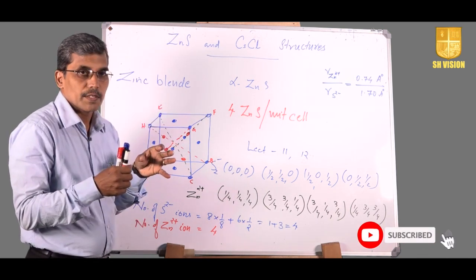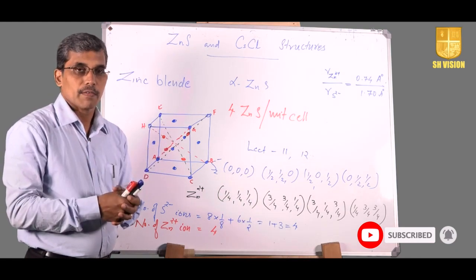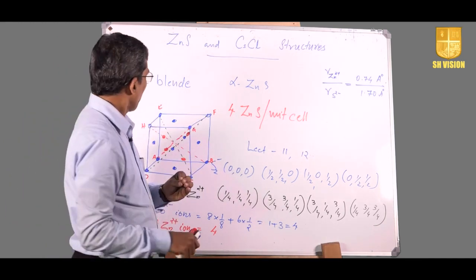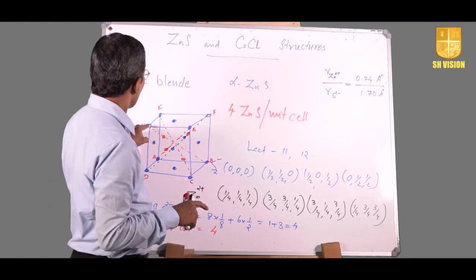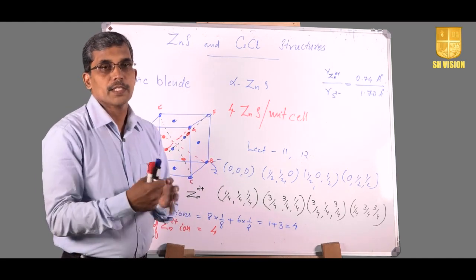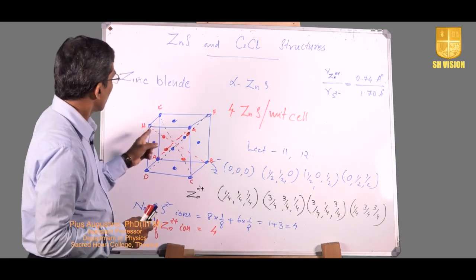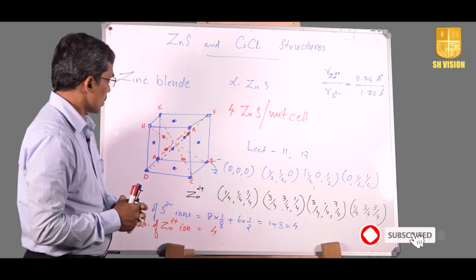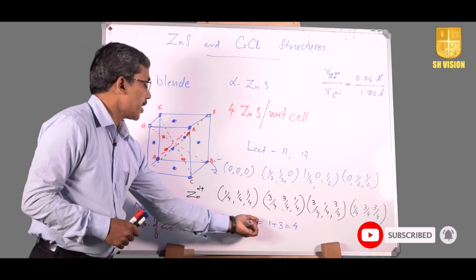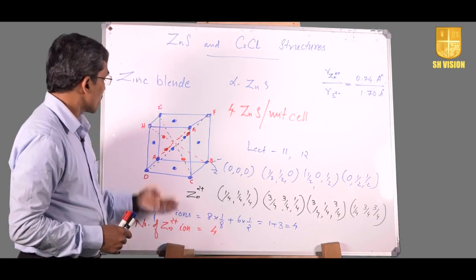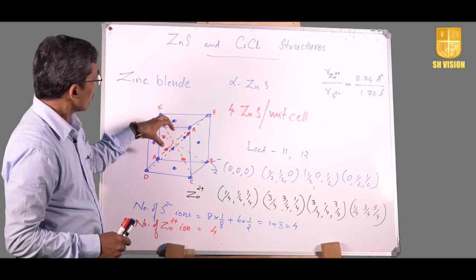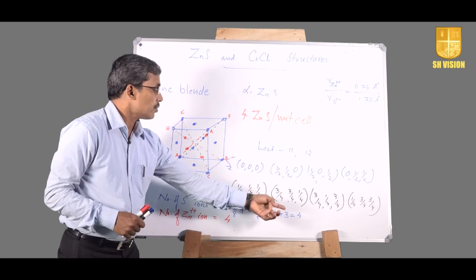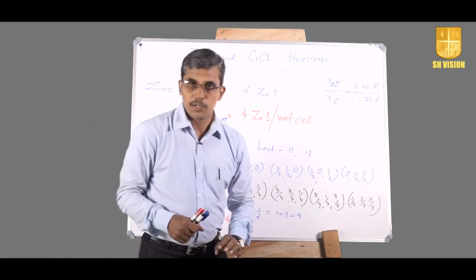Zinc sulfide is formed on 2 interpenetrating face-centered cubic Bravais lattices, of which one face-centered cube is pushed along the main body diagonal by 1/4, 1/4, 1/4. One of the face-centered cubic Bravais lattices is attached with zinc ions, and the other face-centered cube is attached with sulfide ions. Here the first face-centered cube is considered attached with sulfide ions, and the second one with zinc ions. So the number of sulfide ions is 8 into 1 by 8 plus 6 into half, that is, we are getting 4, and the number of zinc ions is perfectly well within, 4 more atoms which are part of the second Bravais lattice. So we have got 4 zinc ions plus 4 sulfide ions.